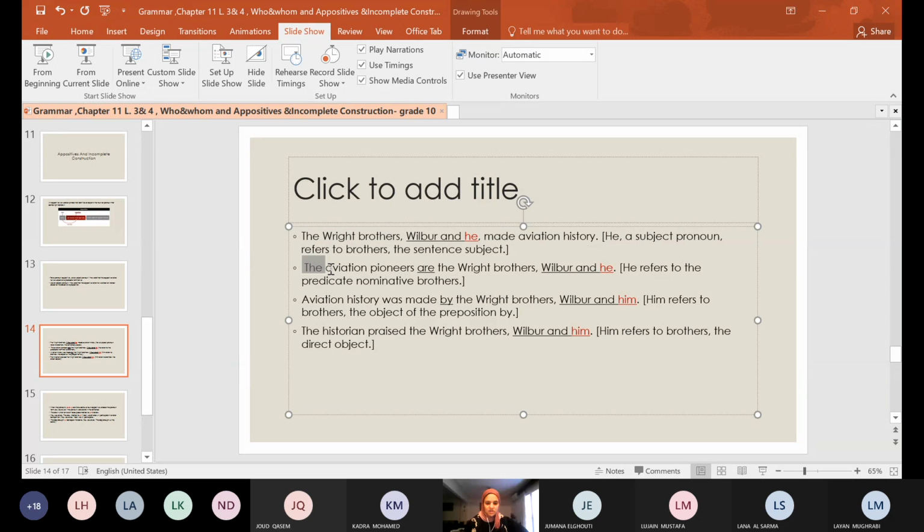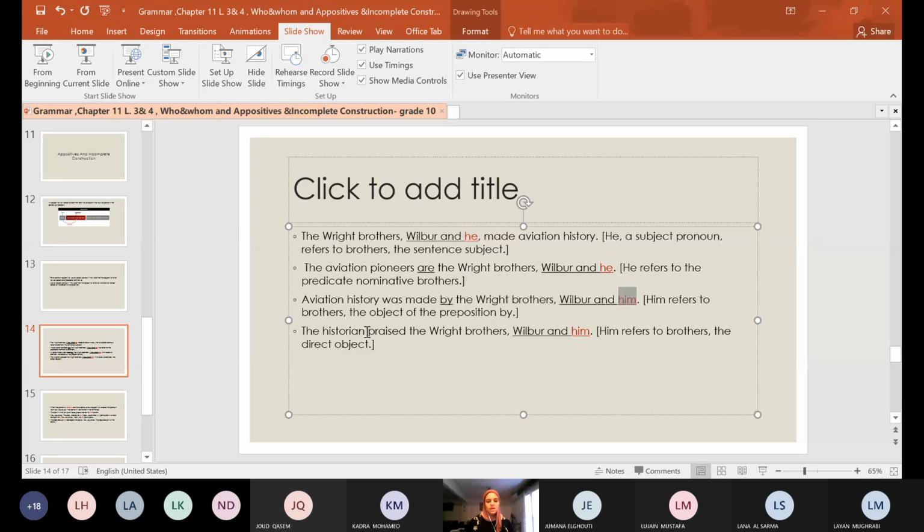Let's take a look here. The aviation pioneers are the Wright brothers. So Wright brothers here comes after a linking verb, so it's a noun used as a subject. So when the appositive comes for it, it comes also as he. Why? Because it's like a subject. Here, aviation history was made by the Wright brothers: by is a preposition, and Wright brothers is the object of preposition, so it will be him. In the previous lesson it would be whom; here, in an appositive, it will be him.